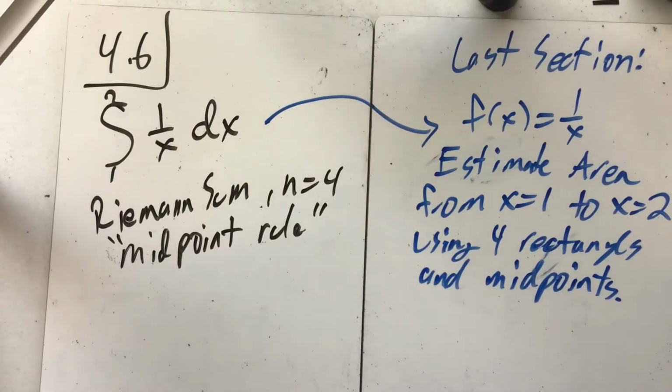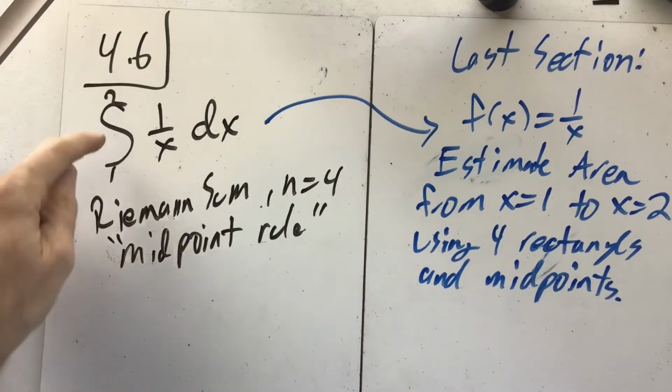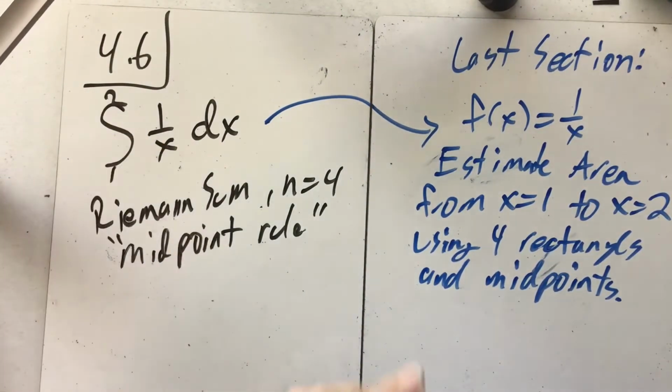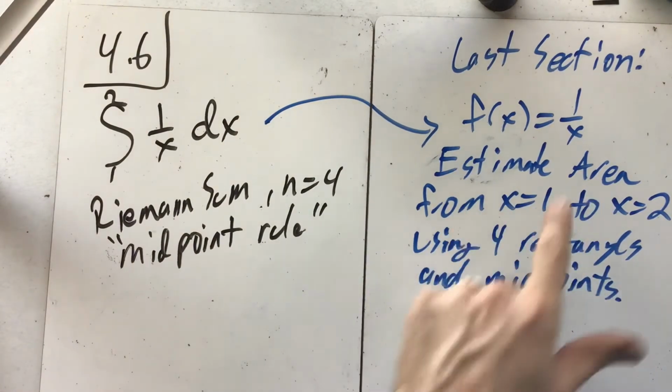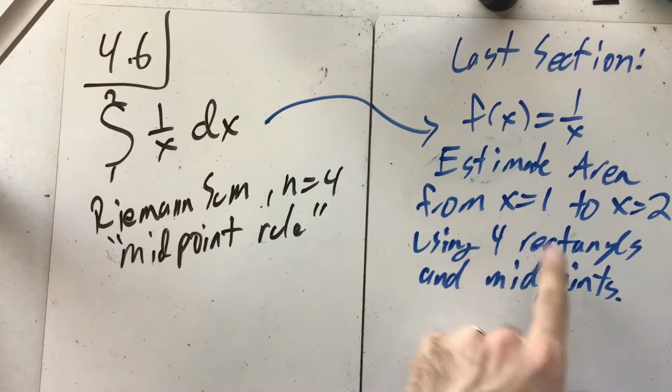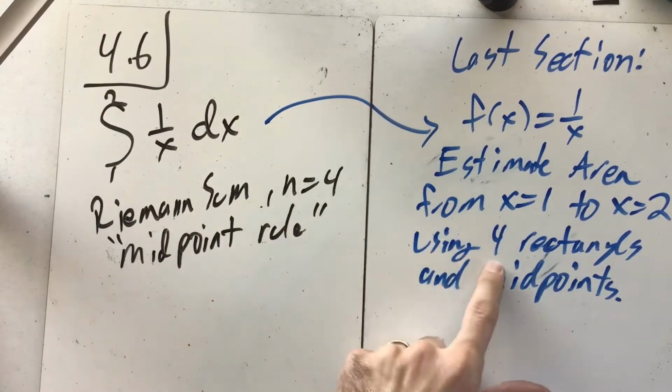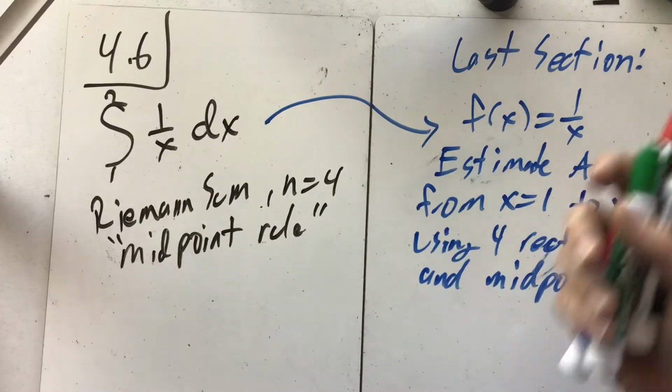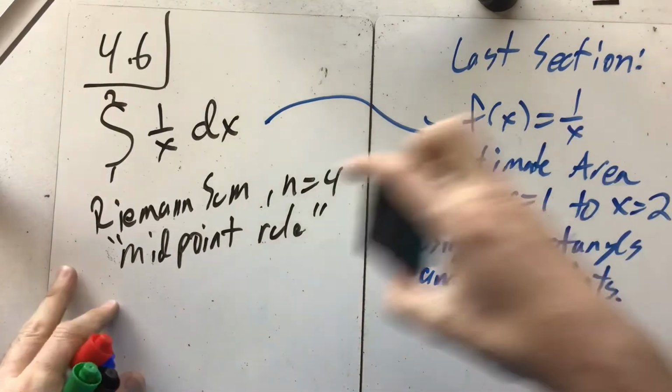So what I want you to see is that this is the same problem. When you see this integral from 1 to 2 of 1 over x, it's just saying estimate the area, or find the area from 1 to 2. And when it says use the Riemann sum, it's saying use an estimate with 4 rectangles and the midpoint rule. So I'm just translating this problem into the language of the last section.